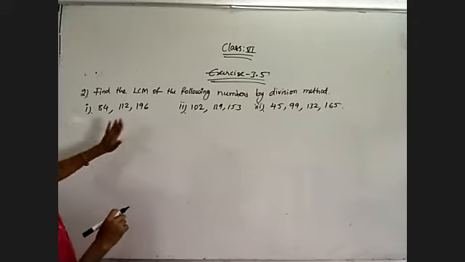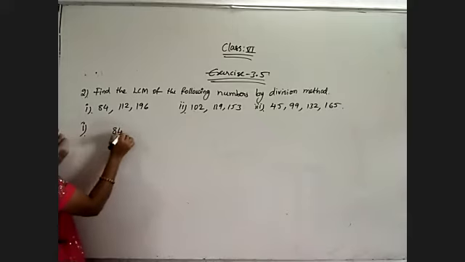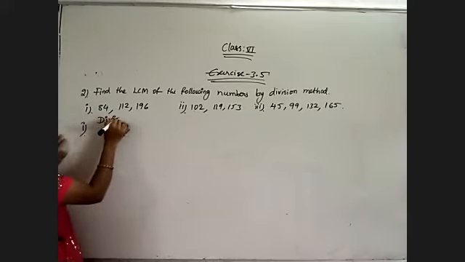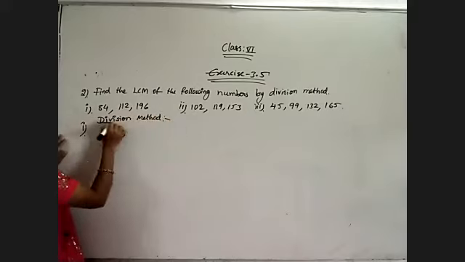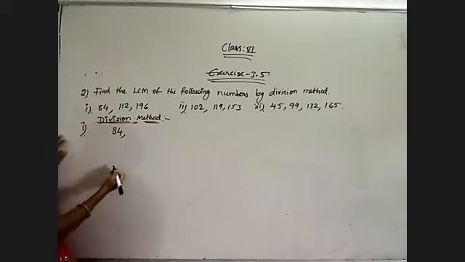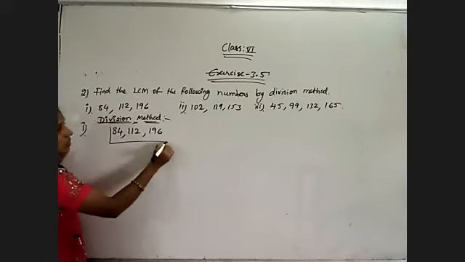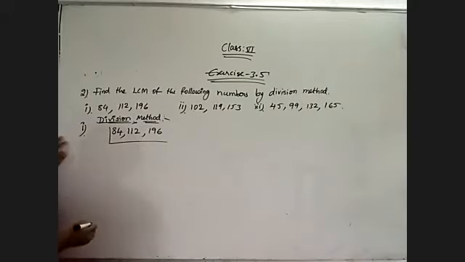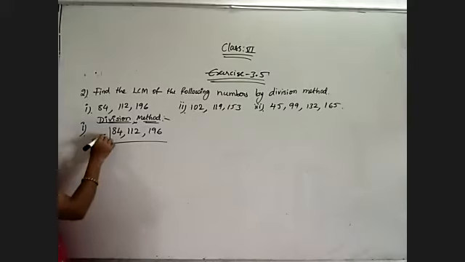So now I am doing the division method for this first problem. In the division method, each and every number we need to take at a time, and we have to do the division. 84, 112, 196. Now try to take the numbers which we can divide, in which table all those numbers are there, all those numbers will be cancelled. So 4, 2, 6, all these numbers are cancelled in the 2 table. Prime numbers only I am selecting.